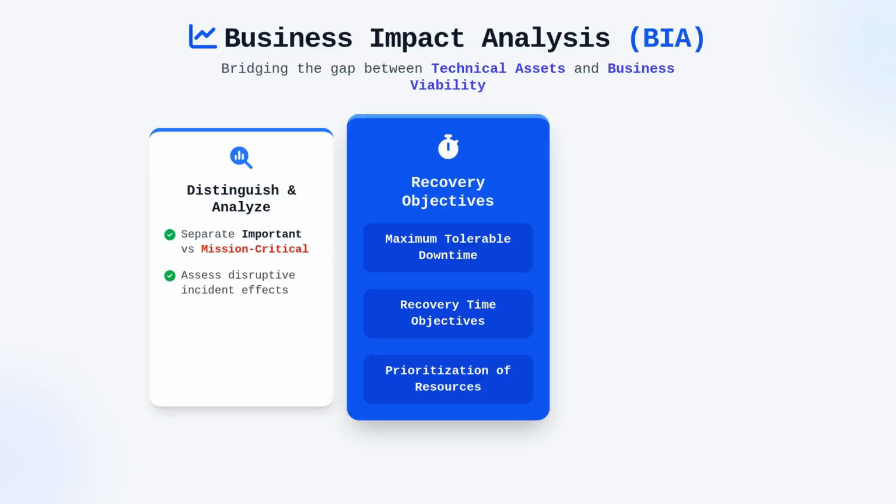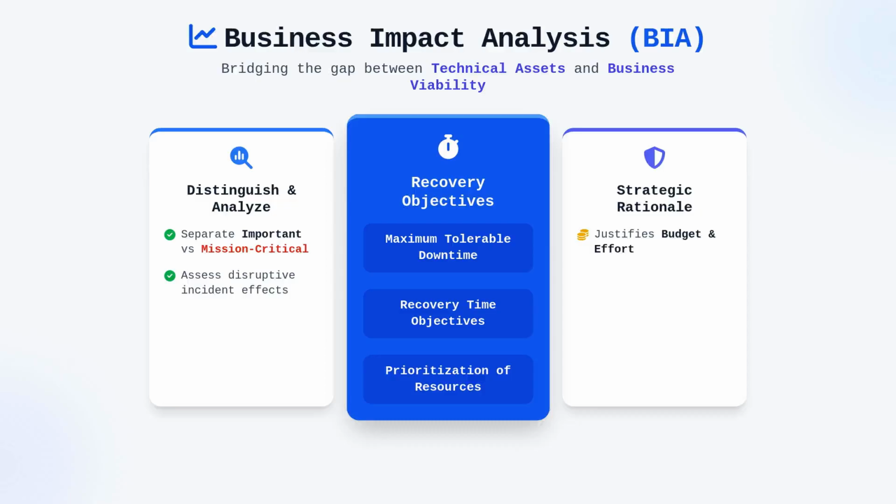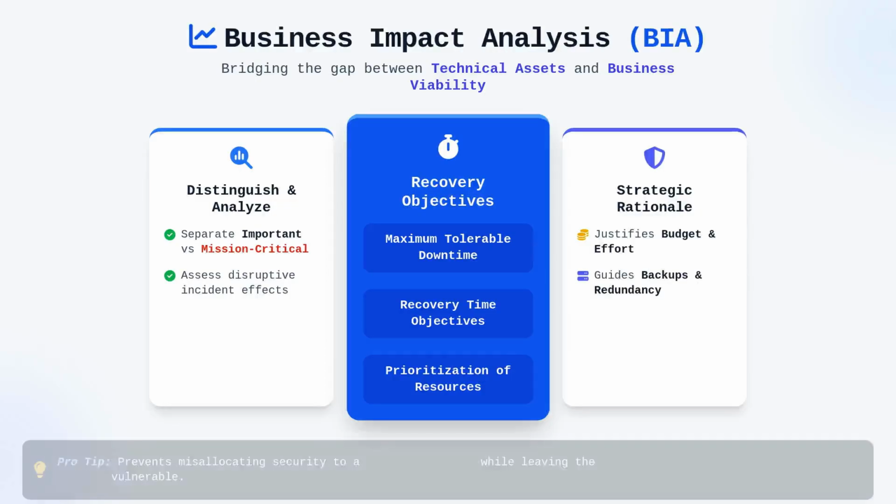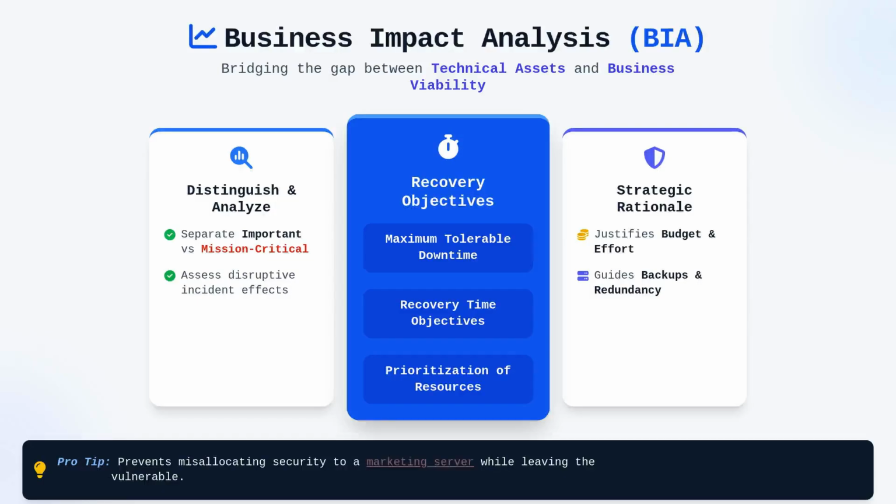By prioritizing resources in this manner, we ensure that our mitigation efforts protect the functions that keep the business viable during a catastrophe. A business impact analysis provides the rationale for the budget and effort invested in redundancy, backups, and physical security. Without this analysis, one might accidentally prioritize the security of a marketing file server over the core payment processing gateway. This mapping of technical systems to business processes is the hallmark of a mature security posture.